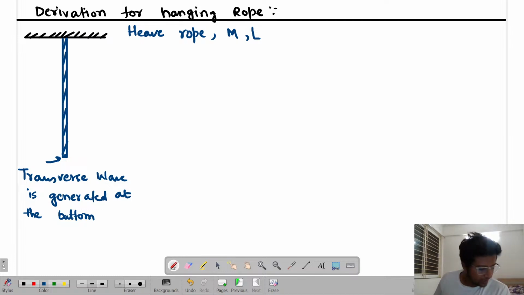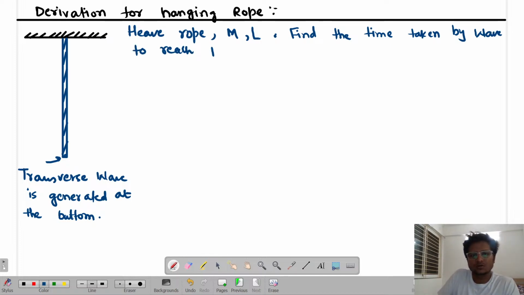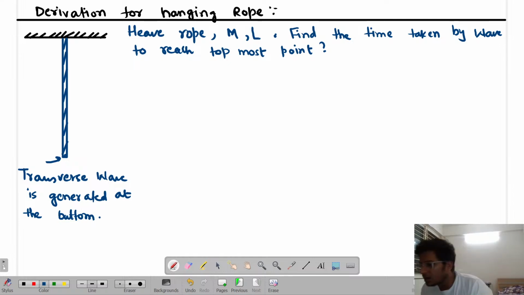The point is simple. The question is to find the time. First case: if the transverse wave is generated at the bottom, then find the time taken by the wave to reach the topmost point. Do it fast.